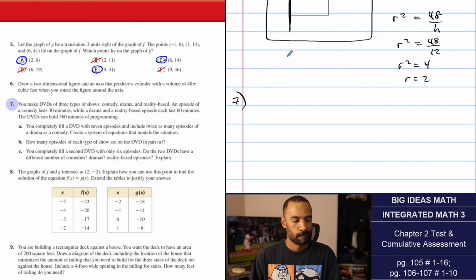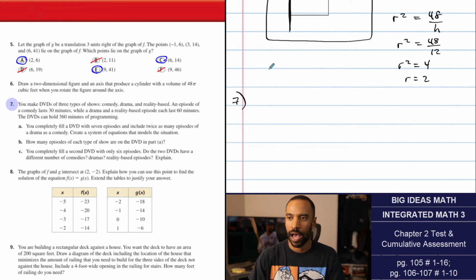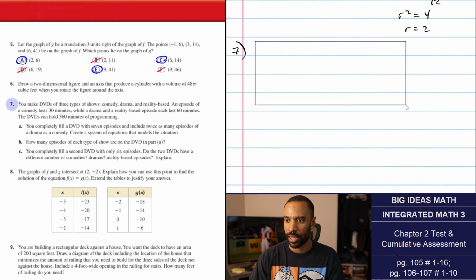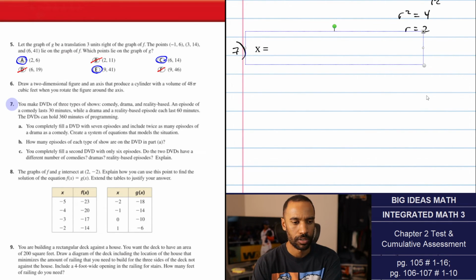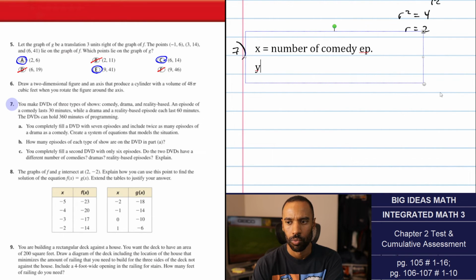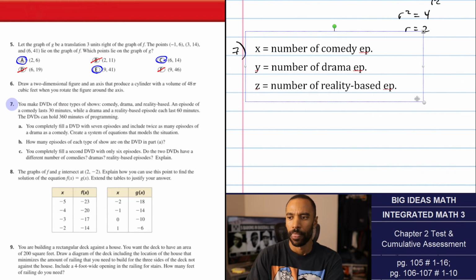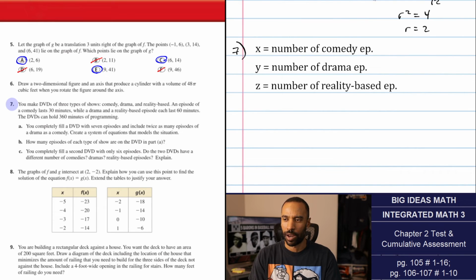I'm trying to find the third equation here. One of the equations is the DVDs can hold 360 minutes of programming. So I'm going to first define variables. I generally type this out. I'm going to let x equal the number of comedy episodes, y equal the number of drama episodes, and z the number of reality-based episodes.